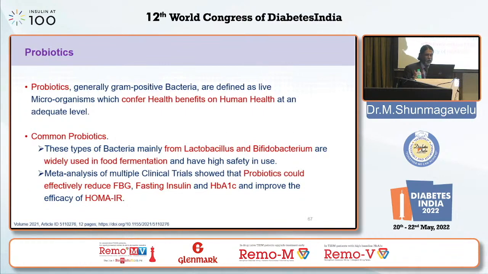Next is probiotics. They are generally gram-positive bacteria, defined as live microorganisms. They also play an important role, and a meta-analysis of clinical trials showed probiotics could effectively reduce fasting insulin as well as A1C and improve the efficacy of HOMA-IR.